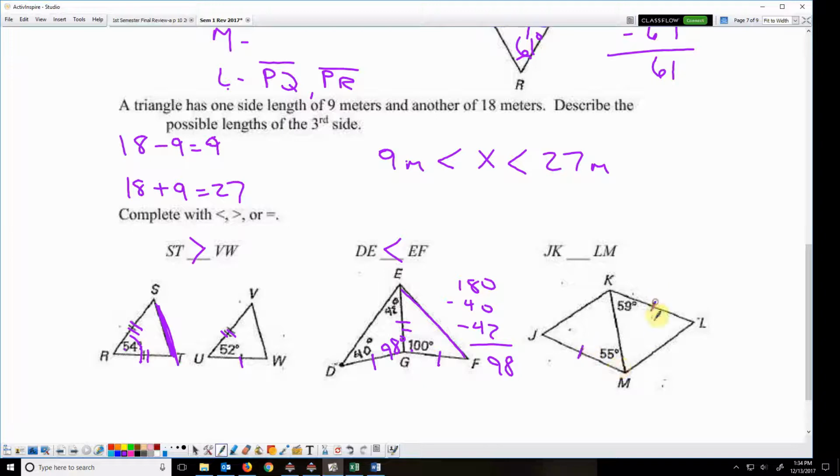Here's a pair of congruent sides and a reflexive. The hinge angles are here and here. This hinge angle is bigger, so the side opposite is longer. So LM is the greater side.